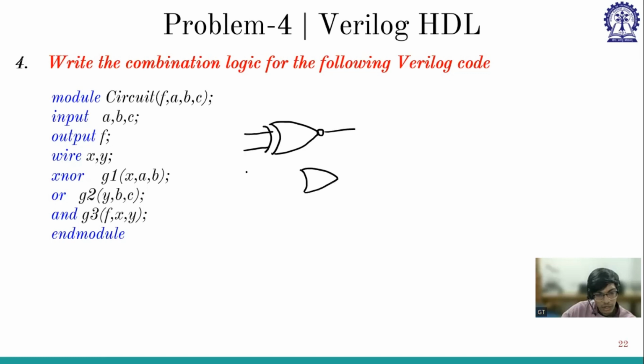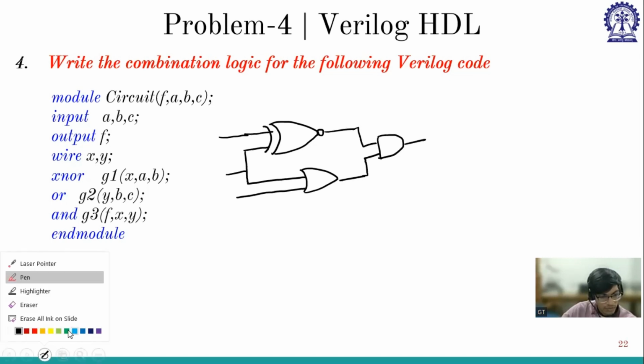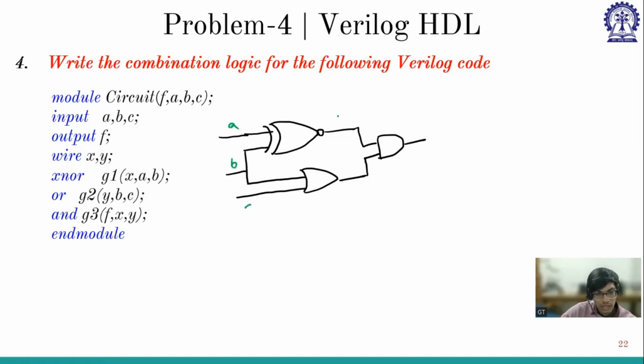So this has B, and this also has B. So this is B, this is A, and this is C. These two are X and Y, and then the AND operation of X and Y. So if we write the names, this is A, this is B, this is C, this is X, this is Y, this is F.